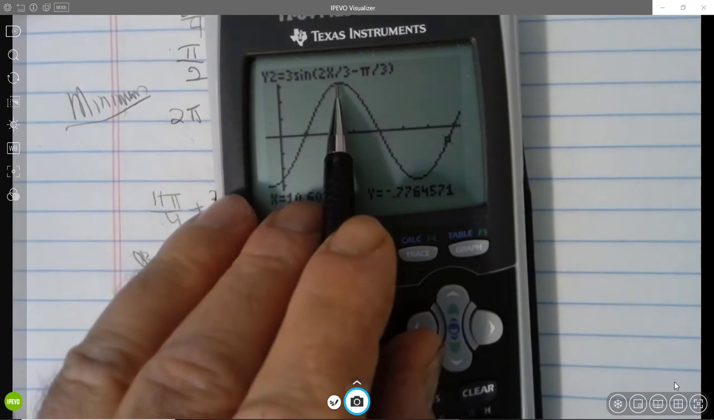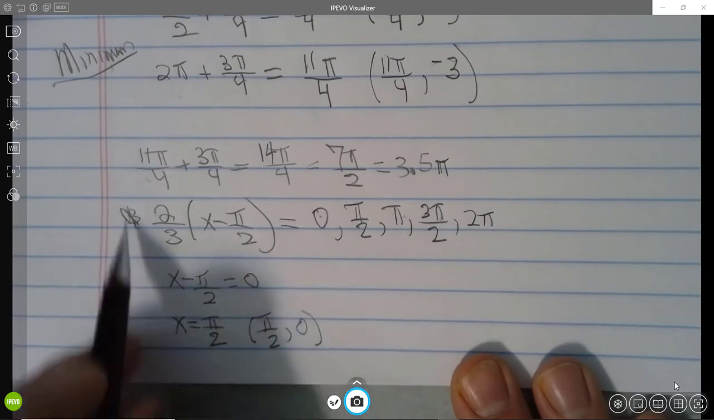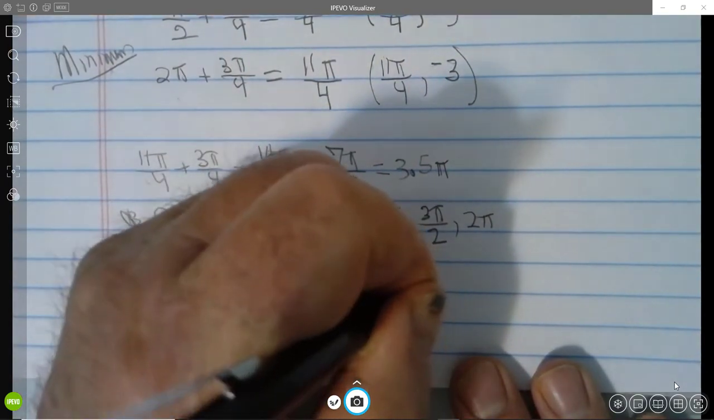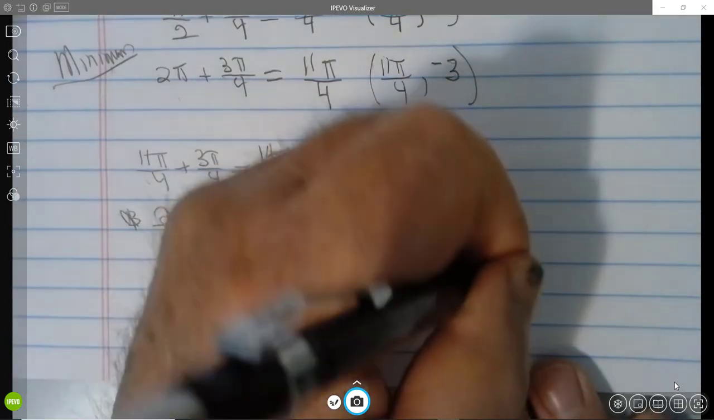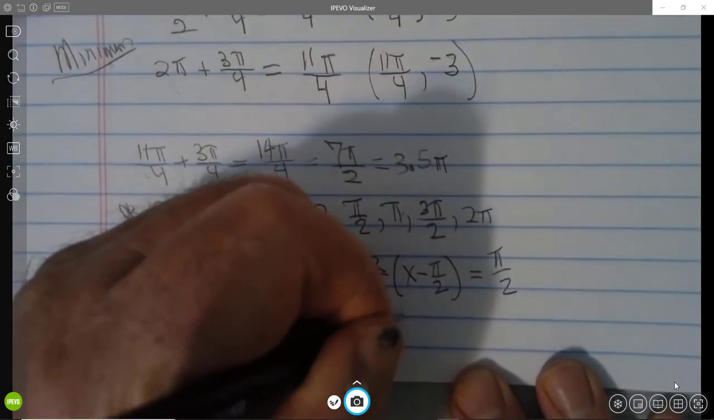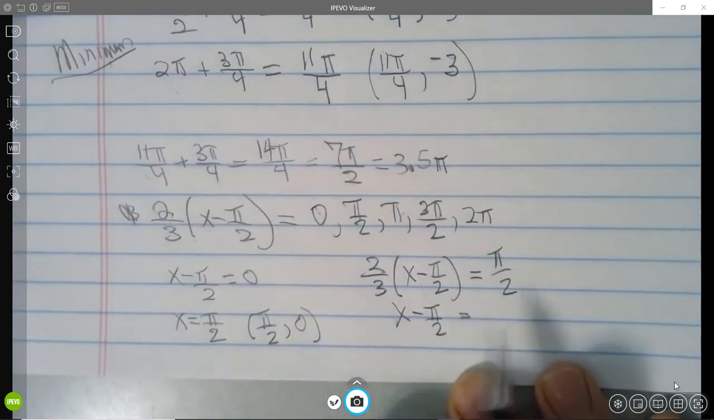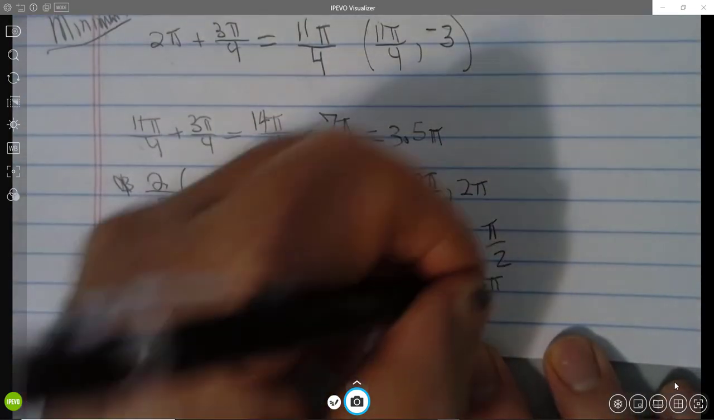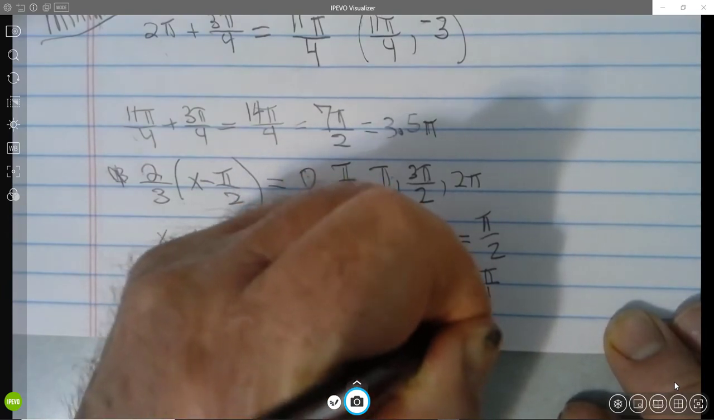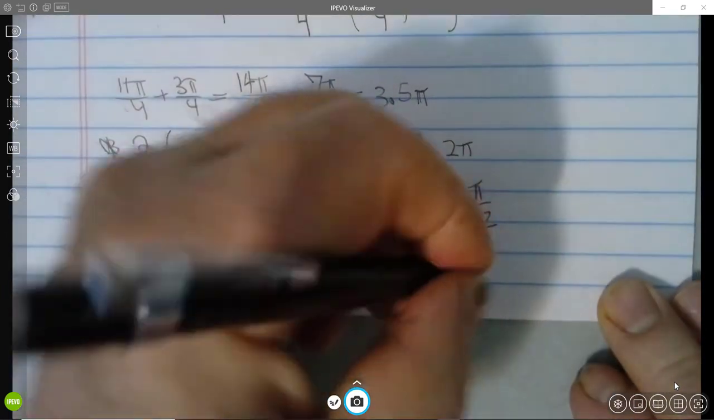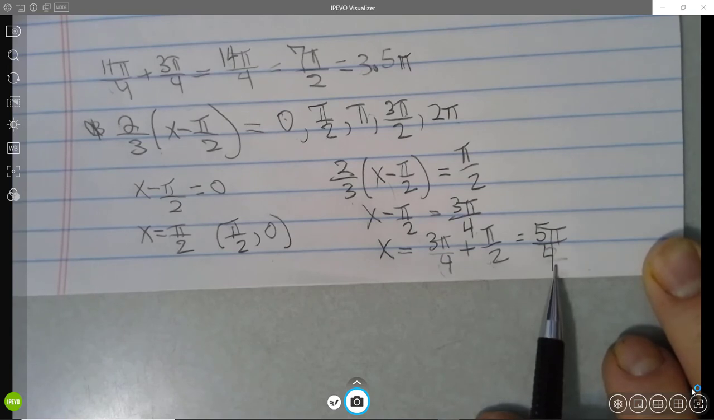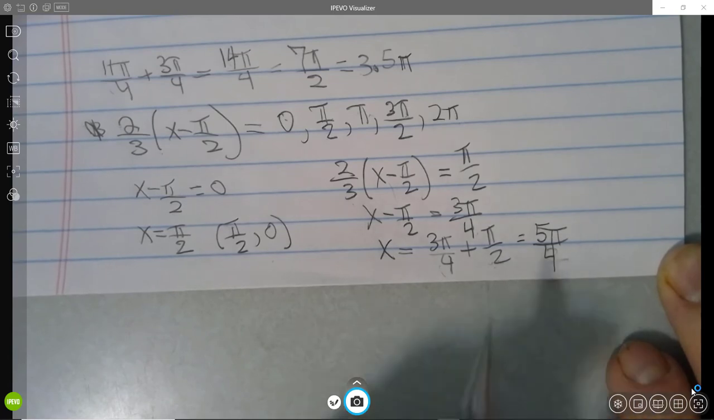What's this guy right here? Well, that is where this argument is equal to pi over 2. So let's solve that one. 2/3 times x minus pi over 2 is equal to pi over 2. So you would multiply each side by 3 and divide by 2. Multiplying by 3, dividing by 2, and then I add pi over 2 to both sides. 3 pi over 4 plus pi over 2. So 3 pi over 4 plus pi over 2 gives 5 pi over 4, and that is where we are expecting to find the maximum.